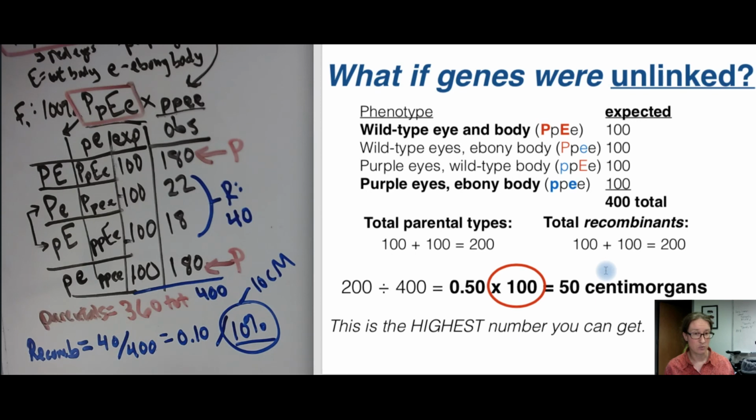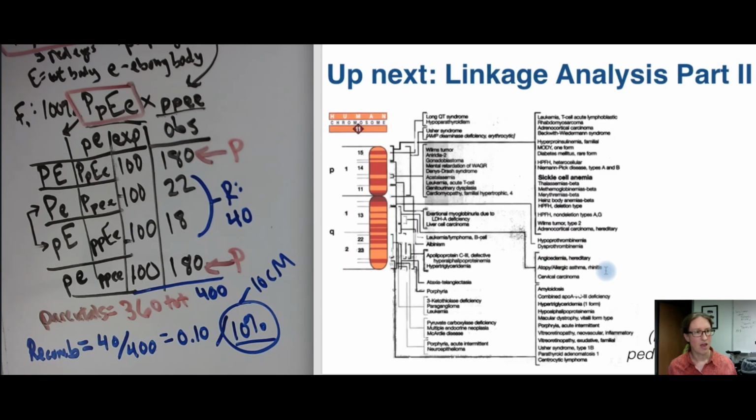So the highest linkage number you can get is 0.5 or 50, right? So if genes are very, very close together, you'll get a very small recombination rate. If they're very far apart, or if they're on different chromosomes, you will get a very high recombination rate. That's a lot to think about. So we're going to stop there for this video, and we're going to continue with this idea in the next video.